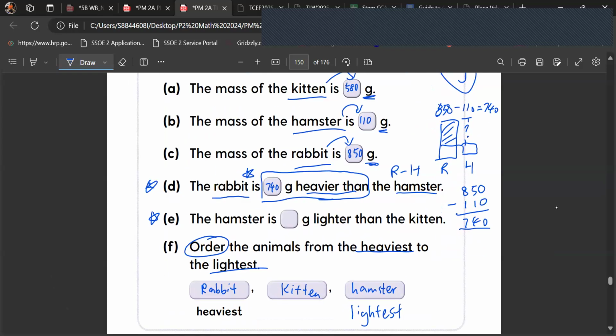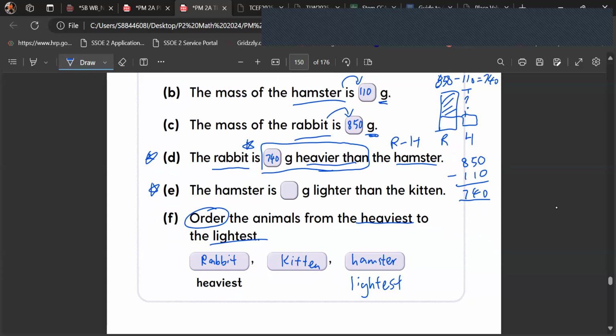Now, the hamster is lighter than the kitten. So the hamster is a small bar, and then the kitten is the longer bar. So the hamster is lighter than the kitten. Again, we are asking how much is the difference. How is the hamster not the same as the kitten? You need to take the kitten minus the hamster to find out the amount that the hamster is lighter by.